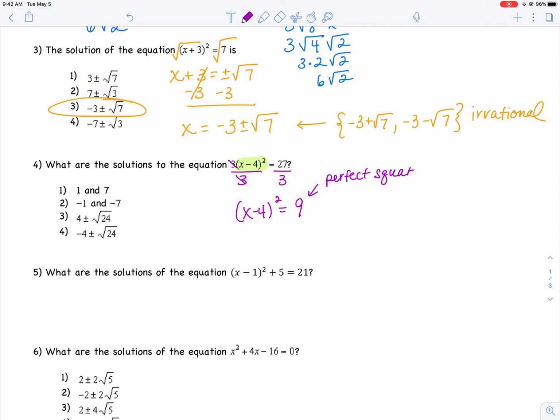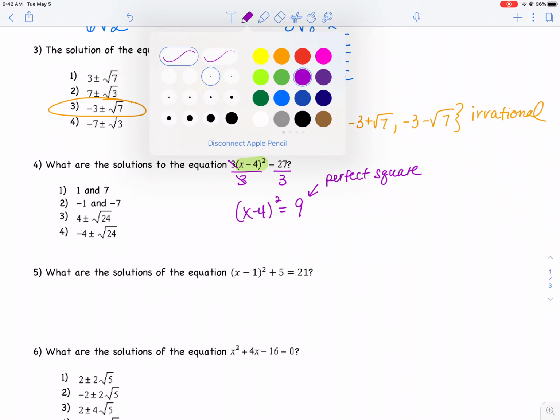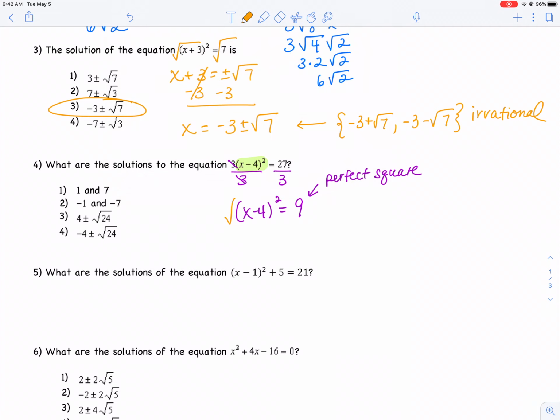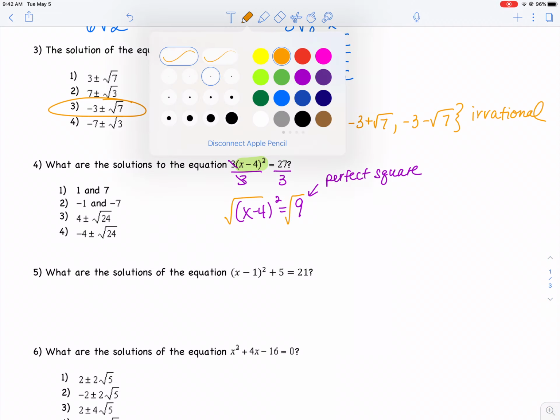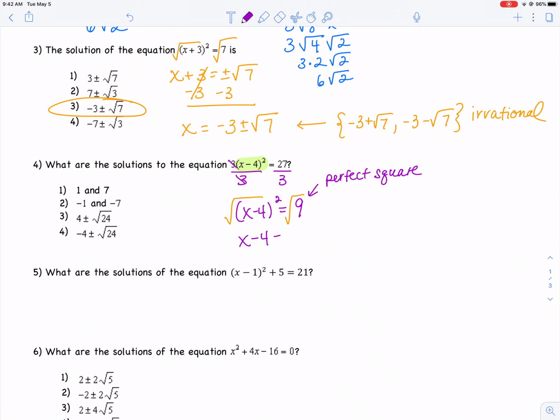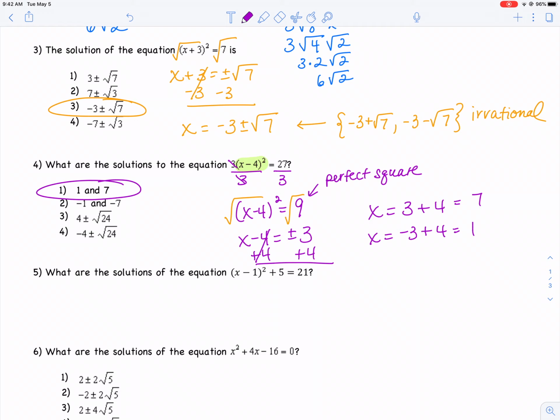Okay, so when you now go to take the square root of both sides, you wind up with x minus 4 equals plus or minus 3. And when you add 4 to both sides, you're actually allowed to simplify that. That becomes 3 plus 4 and negative 3 plus 4, which is 7 and 1. That's your answer. Your solutions are 1 and 7.